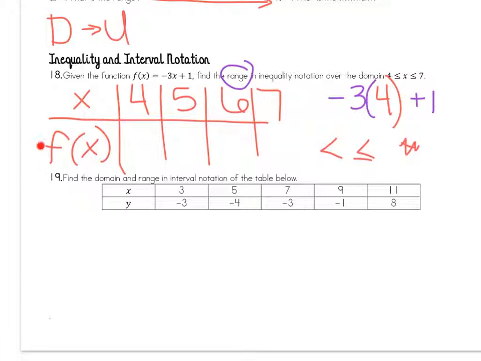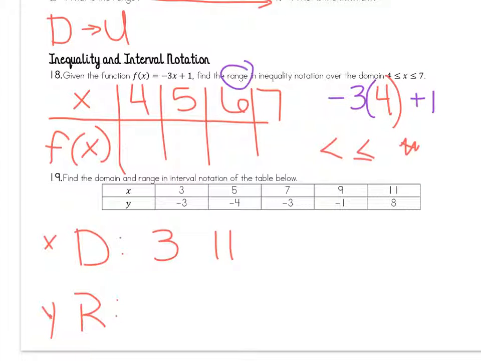19 is very similar to 18, only they actually gave us a table, which is really great to see. So if we're looking for the domain and range, remember, in order to find both of these, we have to remember that we're going from low to high. Domain is x, range is y. So we're using that in our table. So the domain values from low to high would be 3 to 11. So here's the lowest x value, there's the highest x value.